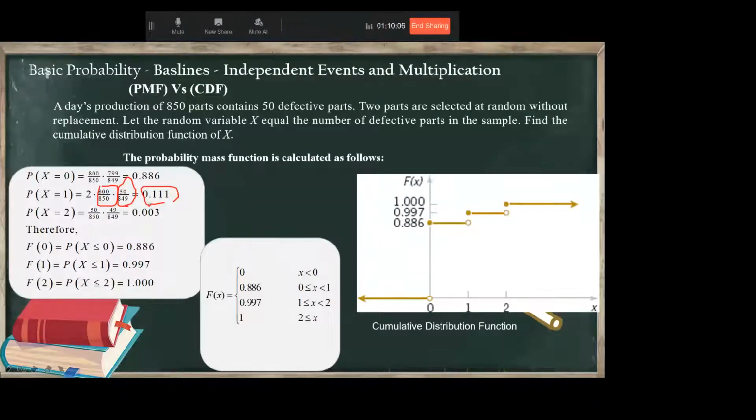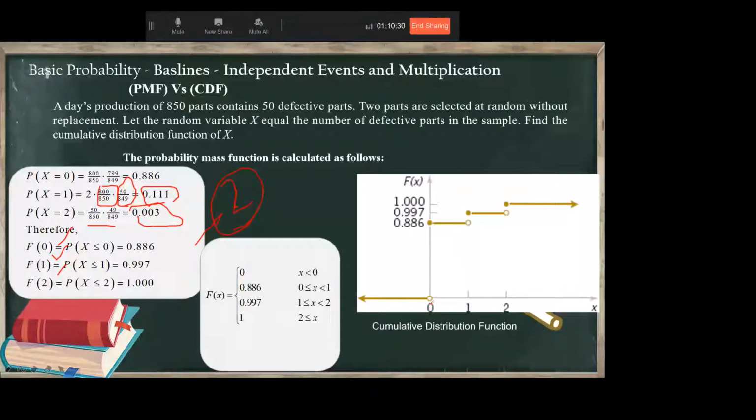Similarly, both are defective. Then 50 by 850 times 49 by 849, and this is the probability. And then we can draw. So the probabilities of having no defective, having 1 defective, and having 2 defective parts, because we are selecting only 2 products overall, can be given like this.